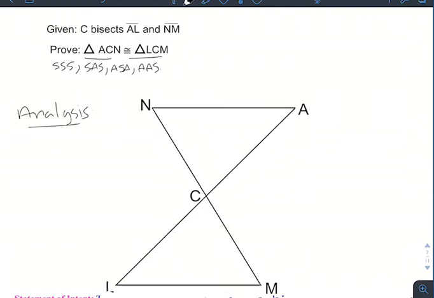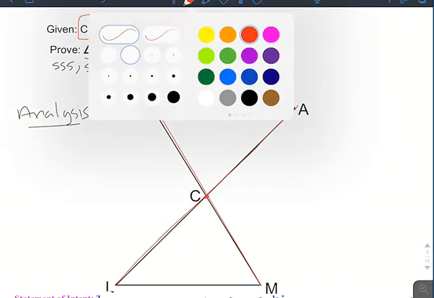And we're only given one thing, and if you notice that the proofs are getting more difficult, we're getting less and less to start with, and so we're told that C, which I'll kind of highlight here in red, is a bisector of AL. Now AL is this line right here. And also NM, which runs the other direction. Now, this is really good news because if C is a bisector for both, by definition, a bisector cuts a lot of stuff in half.